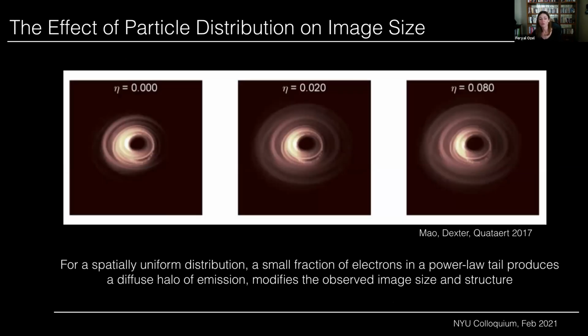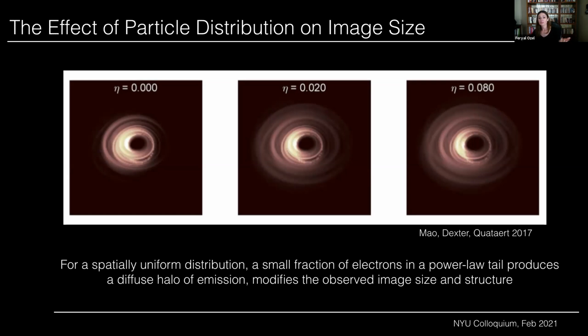We look at the effect of particle distribution on image sizes. This is from Mao and collaborators in 2017. You can see that a significant fraction of non-thermal electrons can change the opacity in the flow and the amount of emission that we see in the flow. In this particular case, this is a spatially uniform distribution, so even a small fraction makes a big difference.